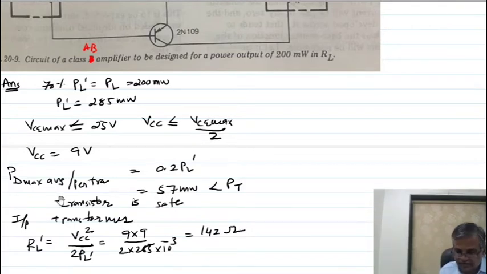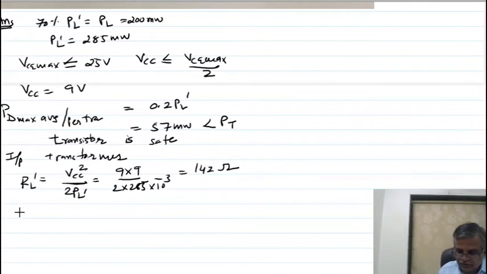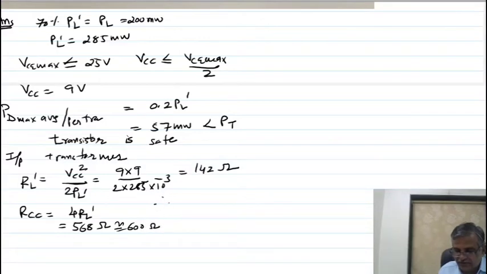You know everything. This is the same revision. So RCC is 4 RL dash. It is 568 ohms. It is nearly about 600. Therefore, the primary impedance of the output transformer should be 600 ohm.